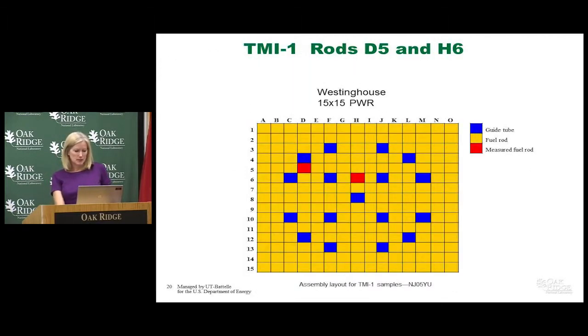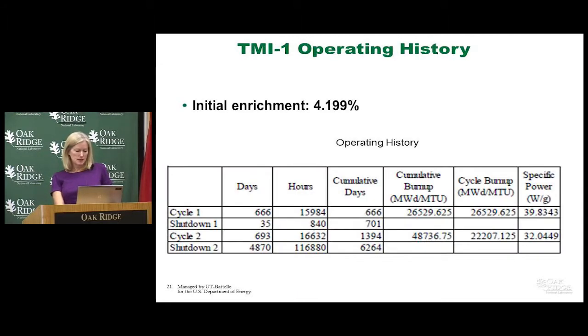What I'm going to talk about is some Three Mile Island spent fuel, and we're going to be looking at this fuel rod right here, the D5 fuel rod. We have an operating history and initial enrichment, and this would be similar to what an operator would declare: your cycles of irradiation and cool down, irradiation and cool down.